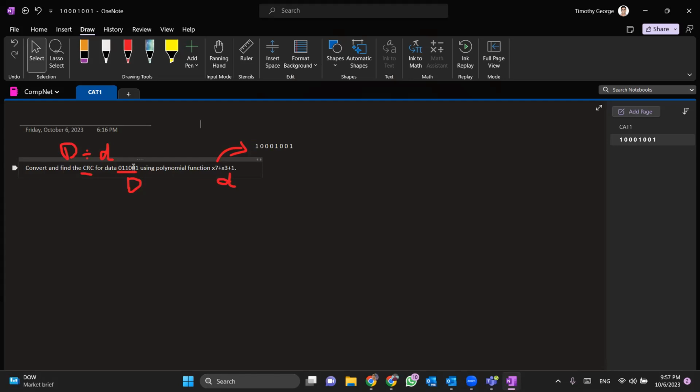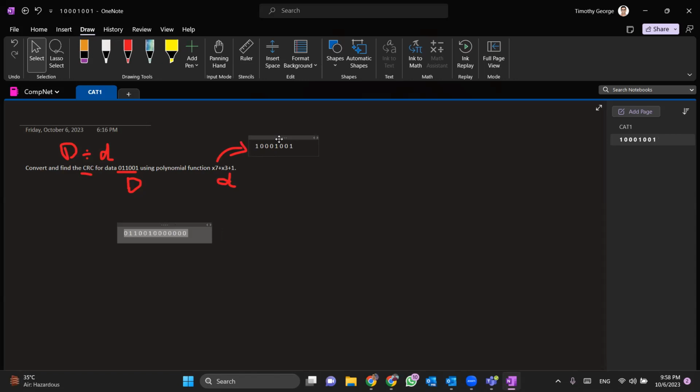Your dividend, what you will need to do is add zeros to the dividend, the number of which is equal to the greatest power of the polynomial. So basically here greatest power is 7. So take your data and add 7 zeros to it. So that is going to be repeated here. So 0, 1, 1, 0, 0, 1, and now 7 zeros. So 1, 2, 3, 4, 5, 6, 7. Yeah. So 0, 1, 1, 0, 0, 1, and then 7 zeros.